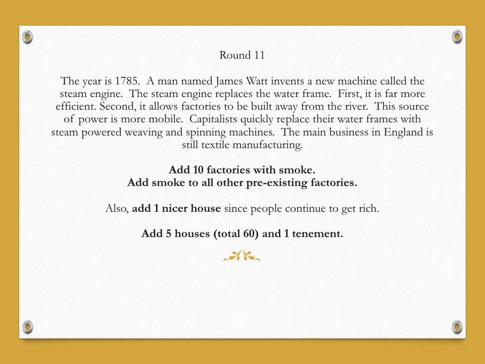The factories don't need water anymore. Now they use the steam power, which is run by coal. So add 10 factories and put smoke on them. They don't have to be by the river because they're running on coal now. And now add smoke to your pre-existing factories. Don't move your factories that are by the river, but they're going to start running on coal now because coal is more predictable than the currents of the river. Add one more nice house because people are continuing to get rich. Add 5 more houses to your city, regular houses, and 1 more tenement. Pause until you're ready to move on.